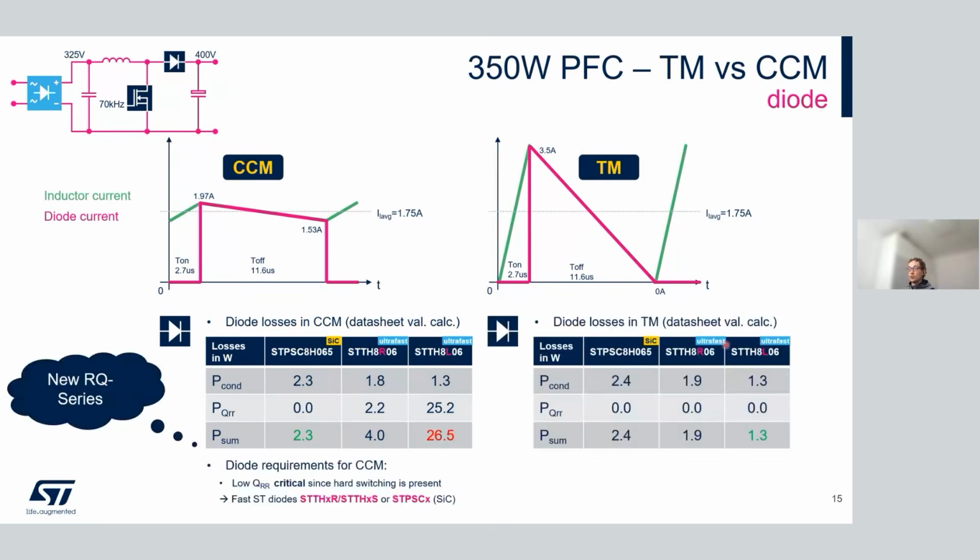On the other hand, if you are talking about the transition mode, the L version, we are using the same one like in continuous conduction mode. So you can see it's the lowest for the L version. So that's why we recommend the ultra fast with the L version for the transition mode PFC.